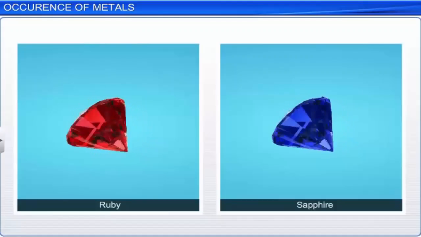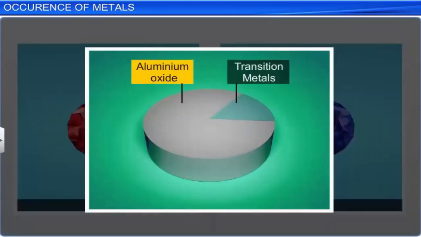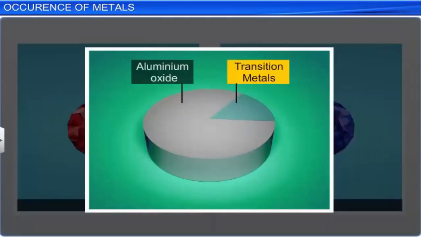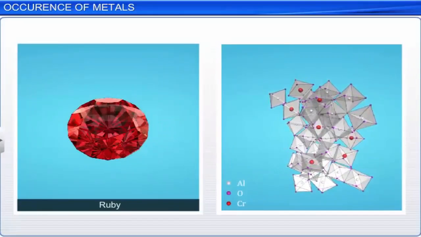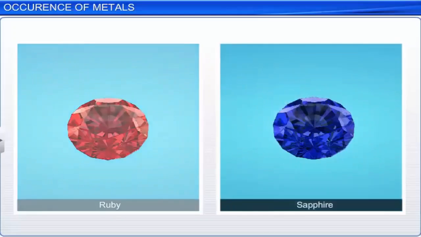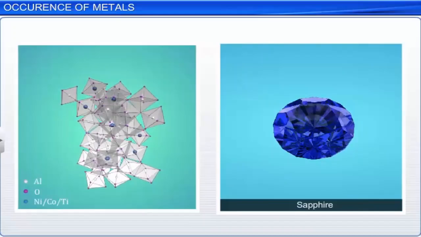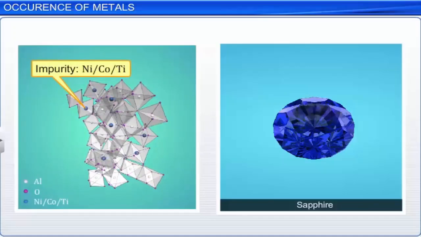Valuable gemstones, such as rubies and sapphires, contain aluminium oxides along with traces of transition metals as impurities. Rubies are crystalline forms of aluminium oxide, which are red in color due to the presence of chromium as an impurity. On the other hand, sapphires are available in various shades owing to the presence of impurities such as nickel, cobalt, and titanium.